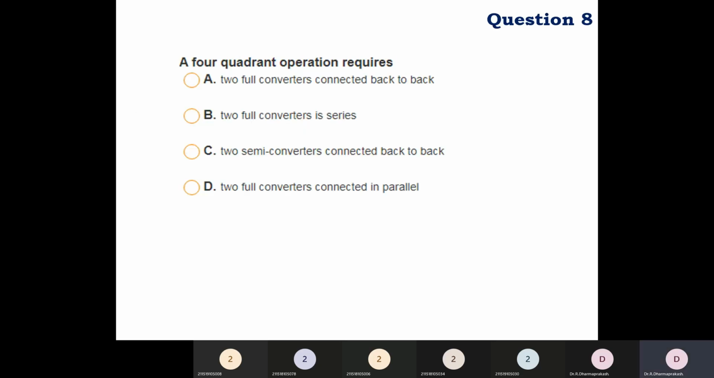Four-quadrant operation requires, they have given the options: 2 full converters connected back to back, 2 full converters in series, 2 semi-converters connected back to back, 2 full converters connected in parallel. Four-quadrant operation, we already know this. So the option is A.